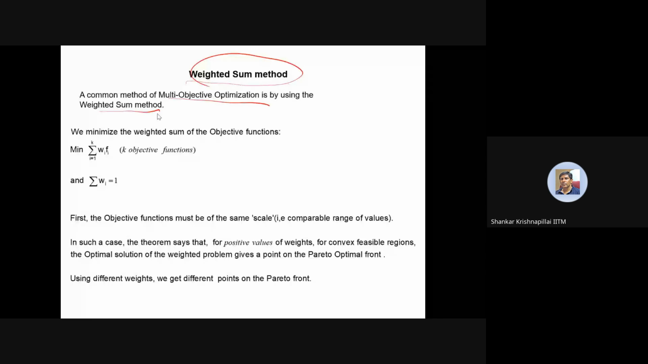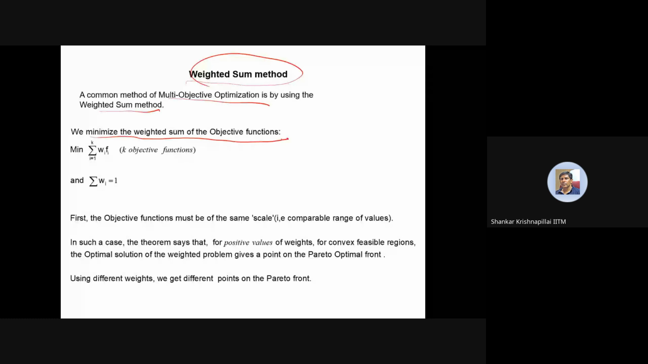Okay, so last class we saw the epsilon constraint method. This class we look at the weighted sum method for multi-objective optimization. This is a very common method used for multi-objective optimization. What we do here is minimize the weighted sum of the objective functions. So minimize sigma wi fi.